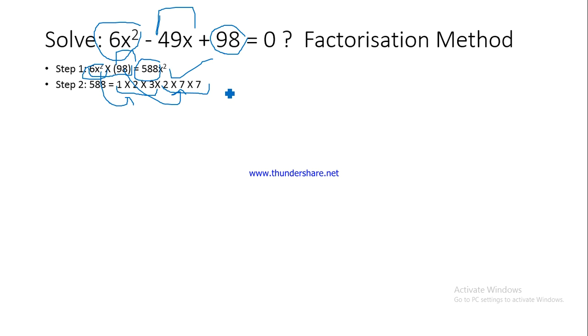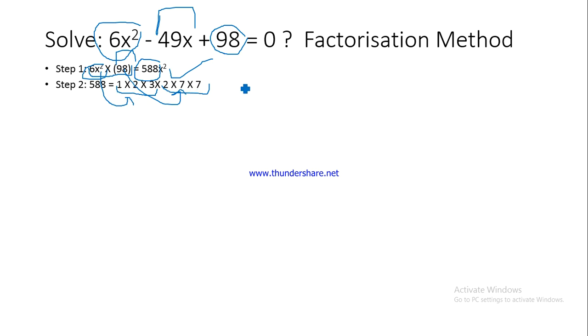You can factorize the terms that actually multiply with each other to give a particular product. So if you want to find out the factors of the product, you can also find out by finding the factors of the constituent terms, or the terms which have led to the particular product. So rather than factorizing 588, we have factorized the constituent terms 6 and 98.